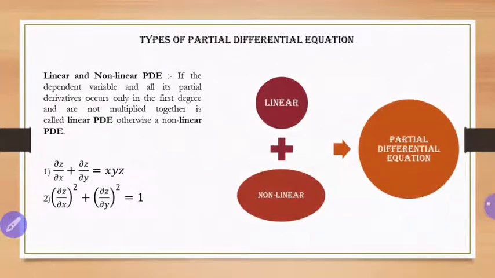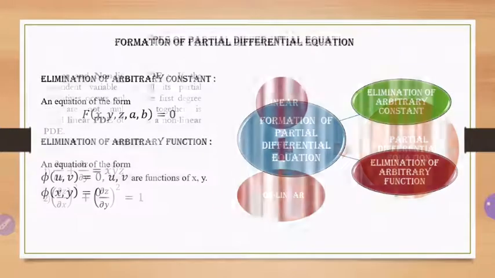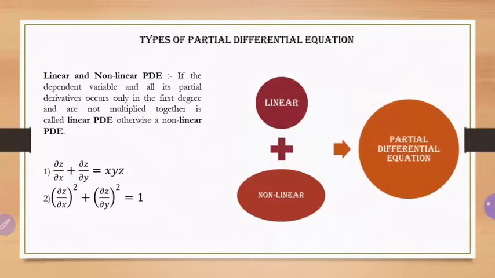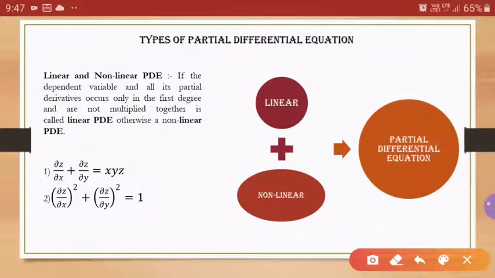Next, types of partial differential equations. There are two types, linear and non-linear partial differential equation. To find out linear and non-linear: if the dependent variable and all its partial derivatives occur only in the first degree and are not multiplied together, this is very important, it is called a linear partial differential equation. Otherwise it is called a non-linear partial differential equation.